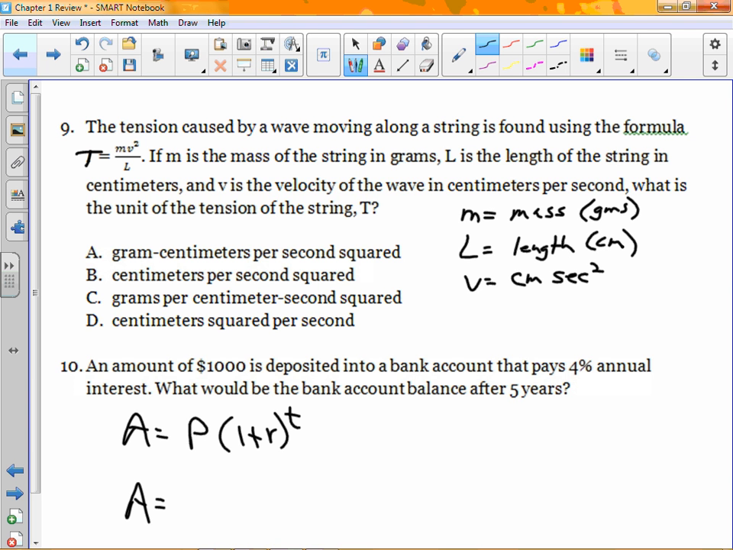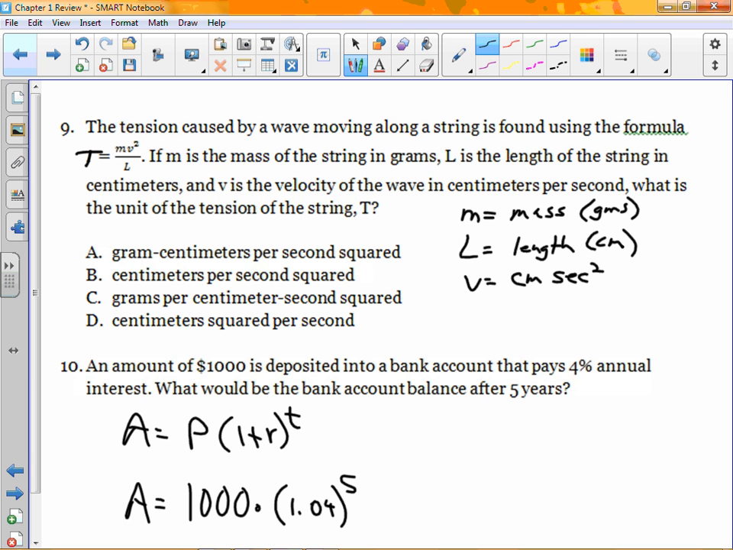$1,000 is called the principal. Principal times 1 plus 4%. How in the world do you write 1 plus 4%? 1 plus 0.4 or 0.04? Very good. 1,000 times 1.04 to the, after 5 years, you just put a 5 right there.